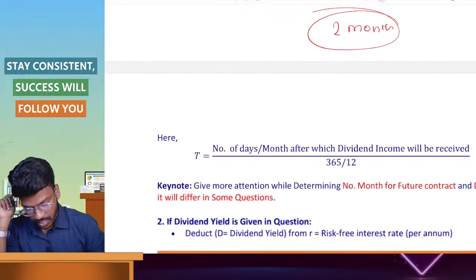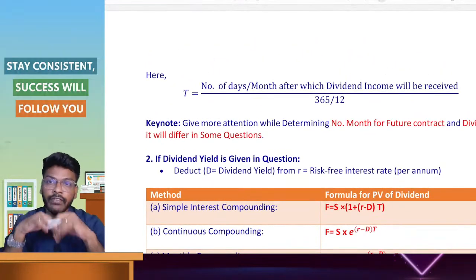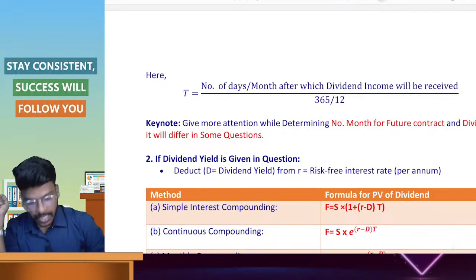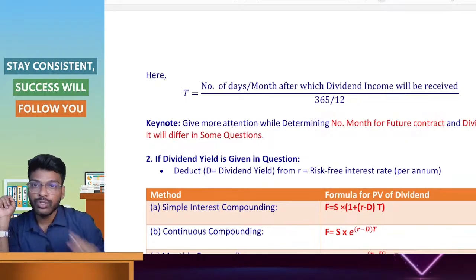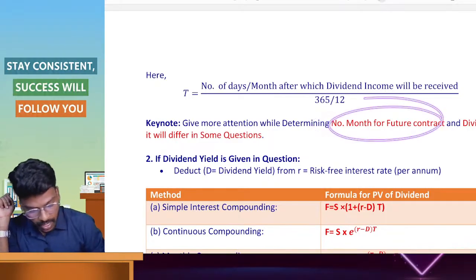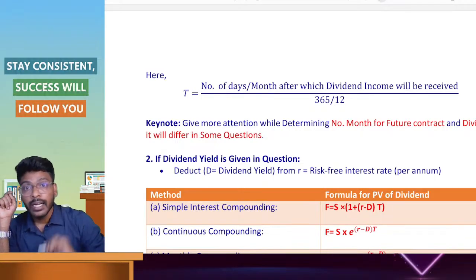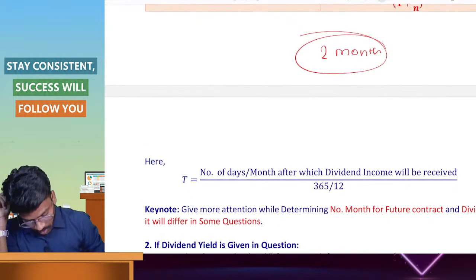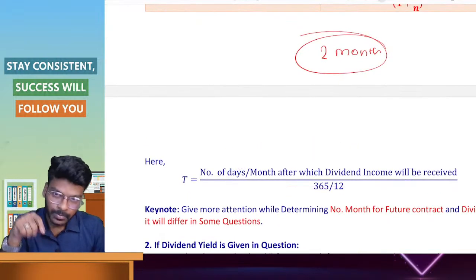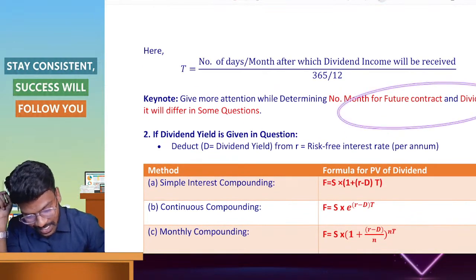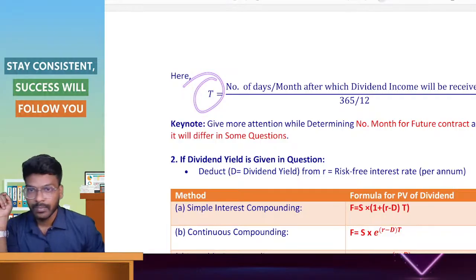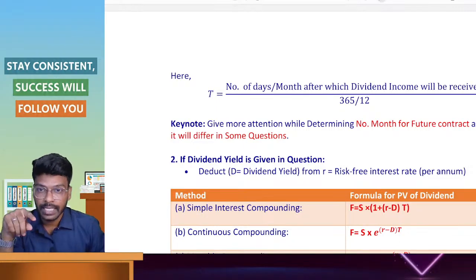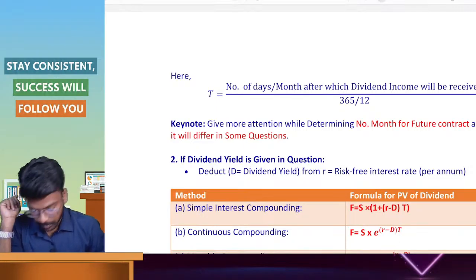Next, in case the dividend can be paid within 2 months, while the contract period is for 3 months, the dividend can be paid before the maturity period. So you have to use the number of months for the future contract, and the dividend payment month can differ. You have to be more cautious while determining T, the number of months for dividend income to be received, or the time to maturity.